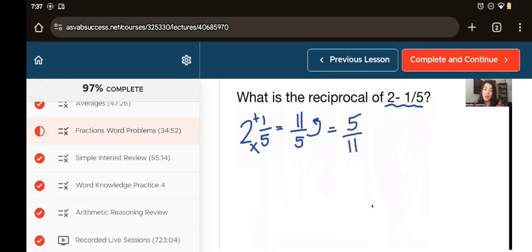This is a regular fraction. I do not need to convert it into a mixed number, and it does not need to be simplified, so this is my final answer, 5 over 11.